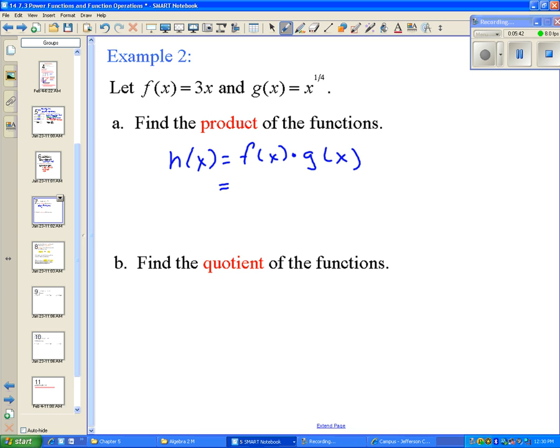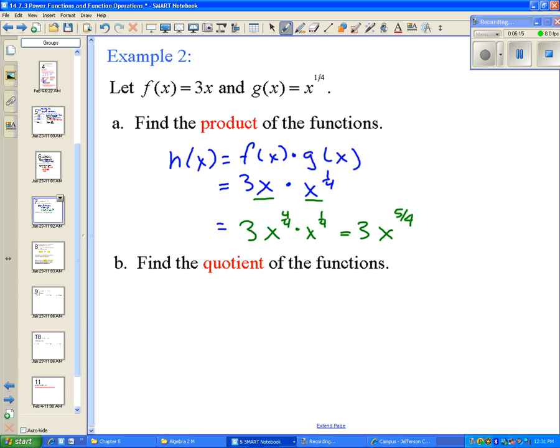So I'm going to plug in my f and my g. So f of x is 3x. G of x is x to the 1/4. Now I want to multiply. And remember, when I multiply and my bases are the same, I add the exponents. So this is 3x to the, well, x to the 1, this is 4/4 times x to the 1/4. So this is 3x to the 5/4 power.